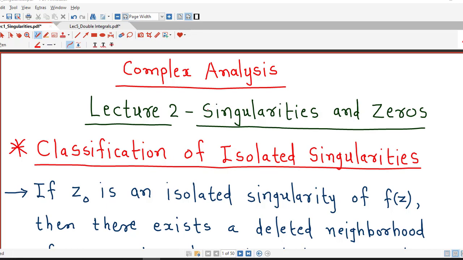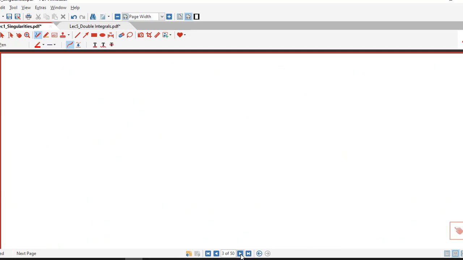Hello friends, I welcome you to lecture number 2 on singularities and zeros. In the previous lecture we discussed the meaning of singularity and isolated singularity. In this lecture we will define different types of isolated singularities. Before that, let us recall what an isolated singularity of a function f(z) is.